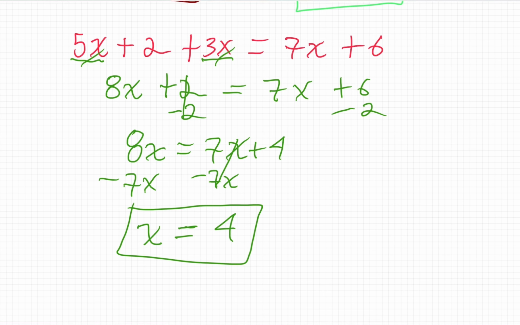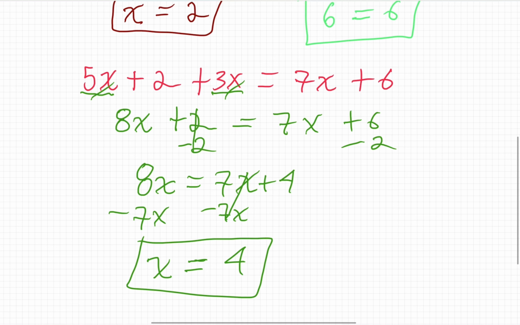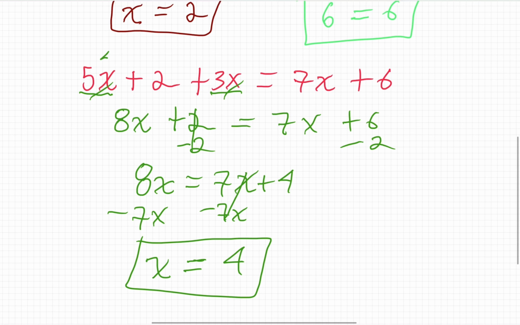And if you want, just to double check, you can go back to the main equation here and plug in 4 for each of the x's. So you would plug in the 4 here, multiply by 4, multiply here by 4, multiply by 4.